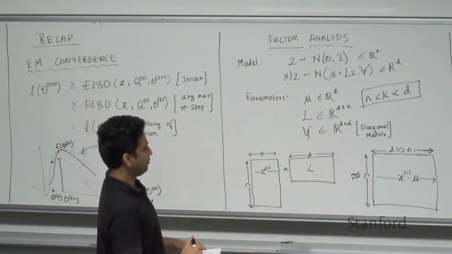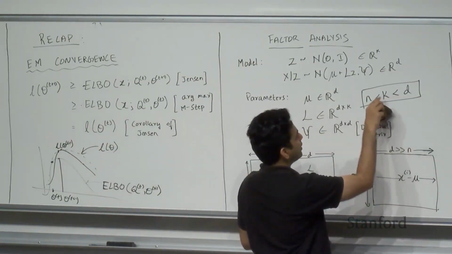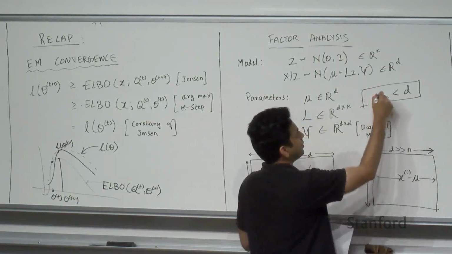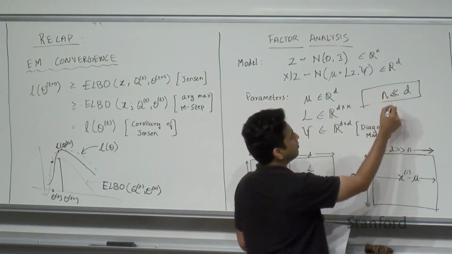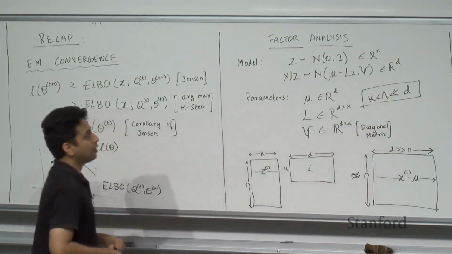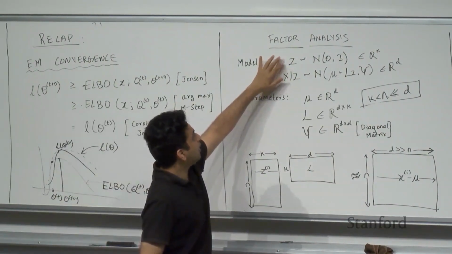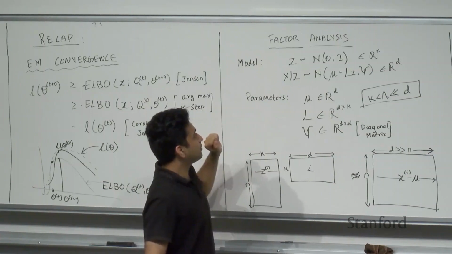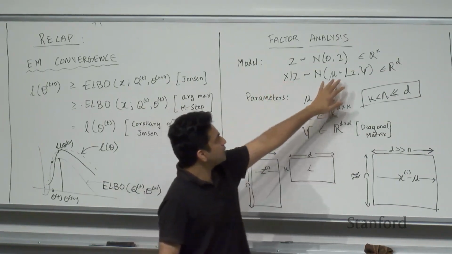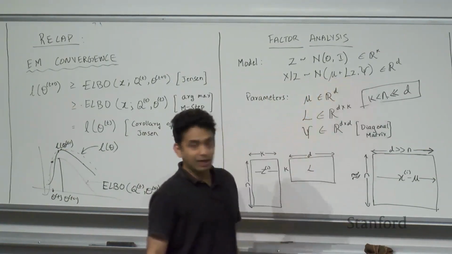Hold on, did I flip it? We want k to be less than d, and d is much bigger than n, but we want n to be greater than k. Yeah, that's better. So z lives in a k-dimensional subspace, and it's normally distributed with mean 0 and identity covariance. And then x given z, we assume is generated in this way, where mu, L, and psi are parameters.